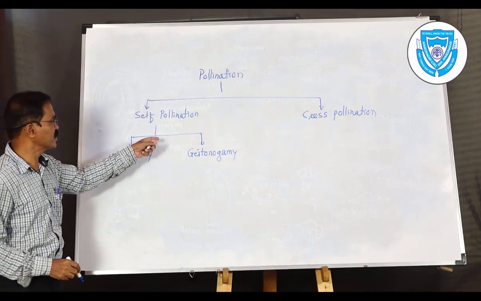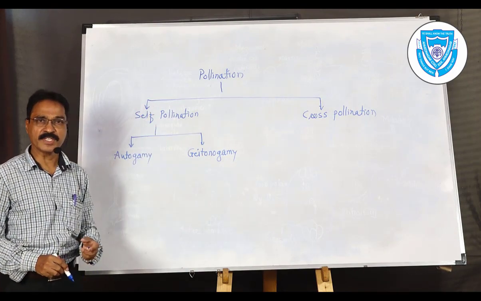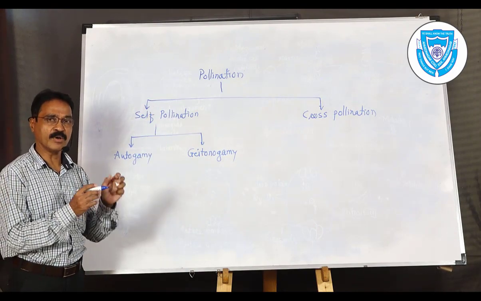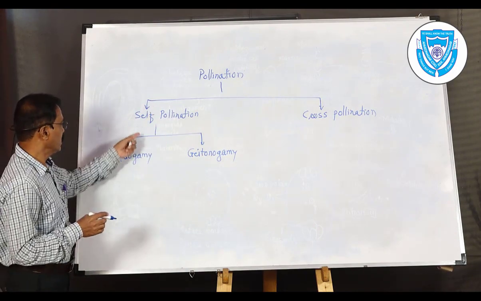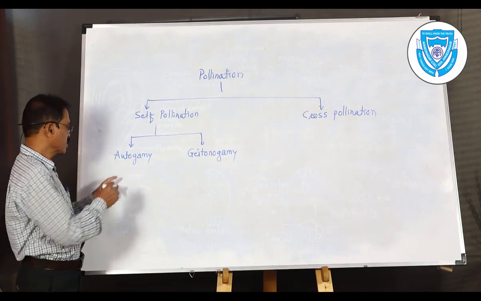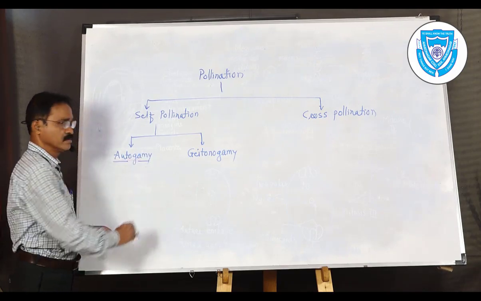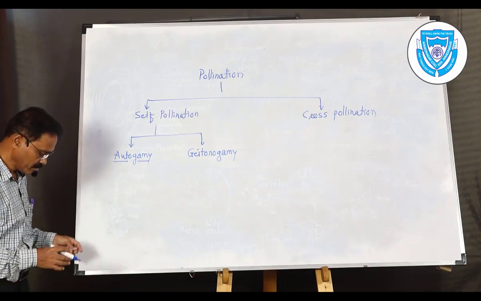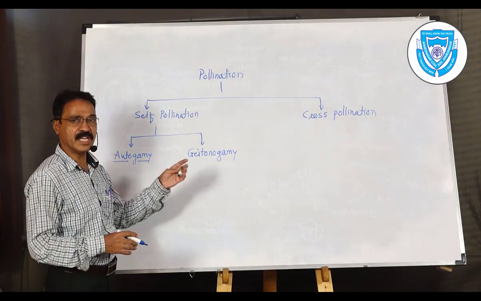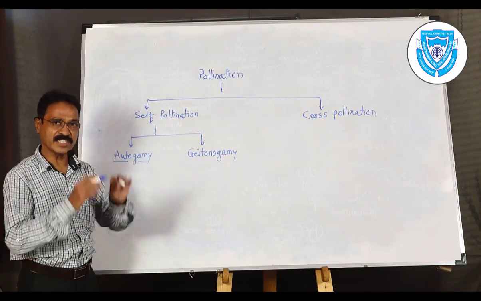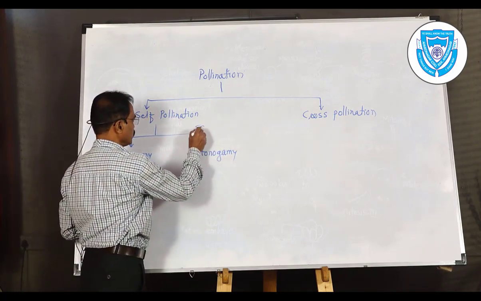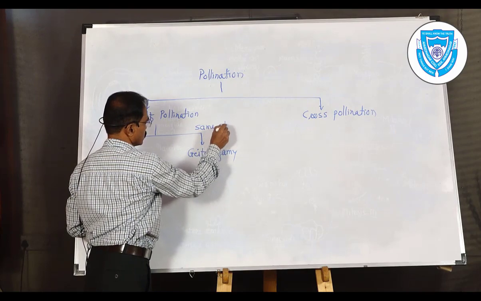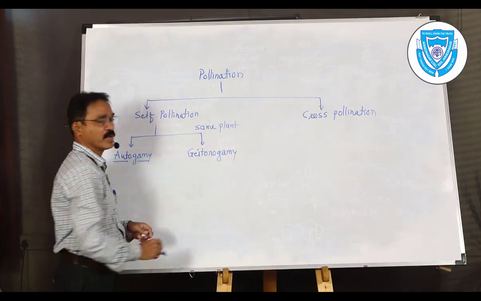So self-pollination is when the pollination takes place in the same flower or on the same plant. If it is in the same flower, it is called autogamy. That is, the pollination takes place in the same flower. And when the pollination takes place in a different flower but on the same plant, then it is called geitonogamy.